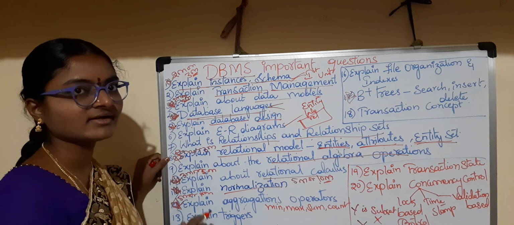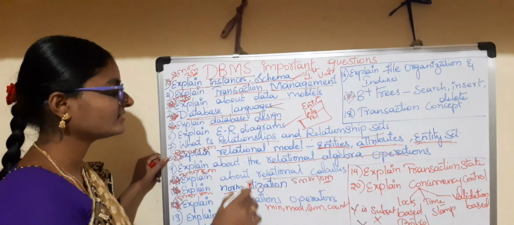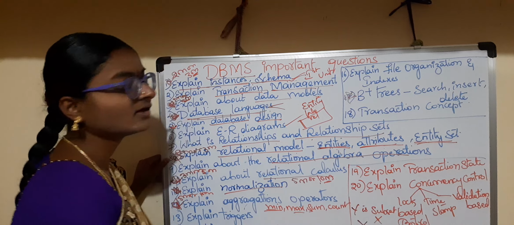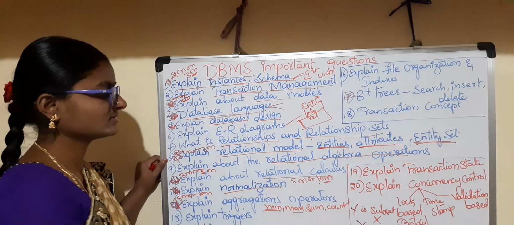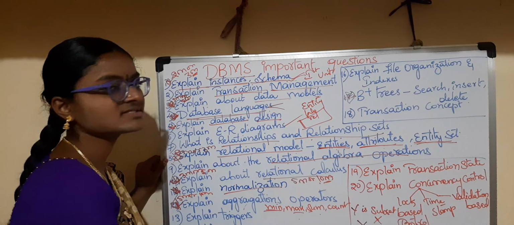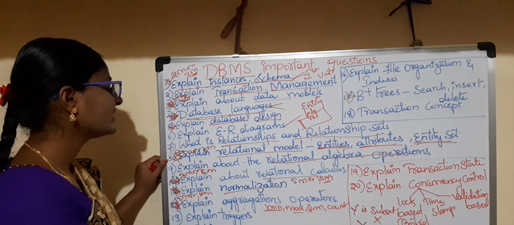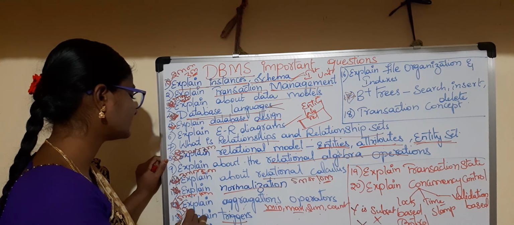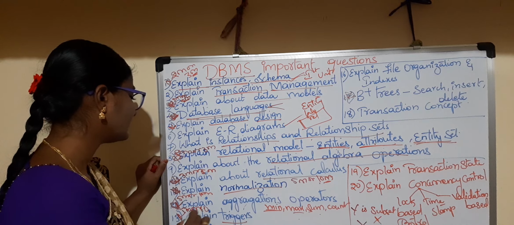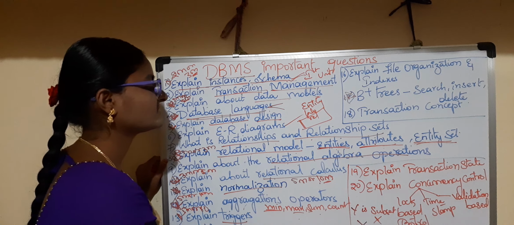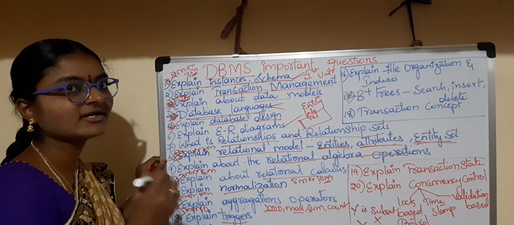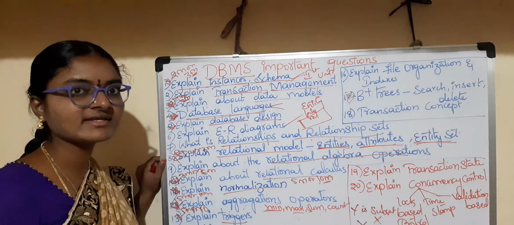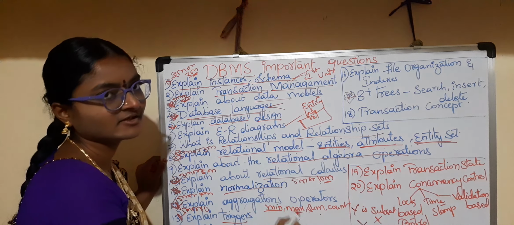In SQL, it will have the sum, maximum, count and minimum. Next is explain triggers. It is also very, very important for 5 marks or 10 marks. You can prepare. Next is explain about the nested queries. Nested queries, what are there? Outer queries, inner queries, join queries. All these are the nested queries.